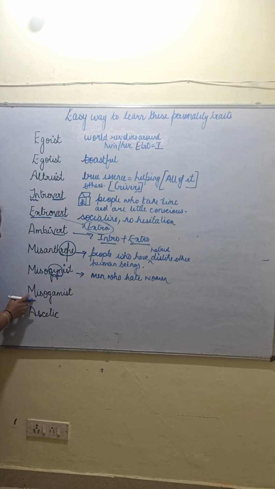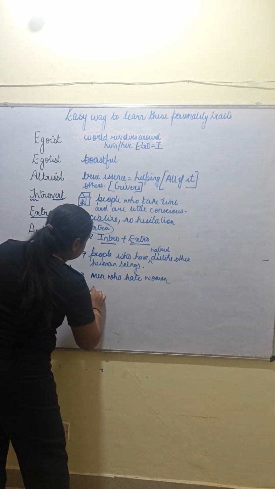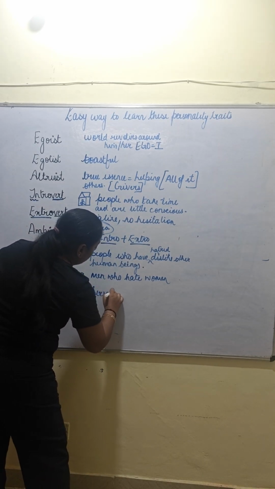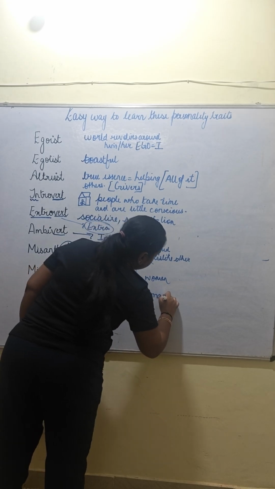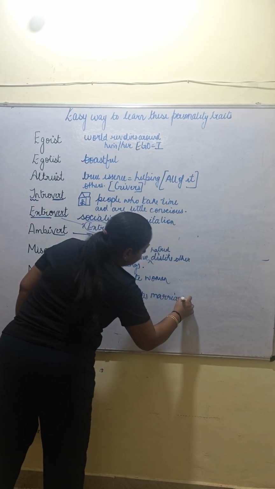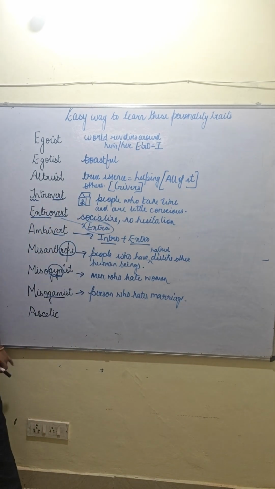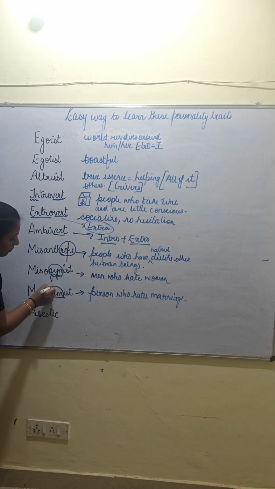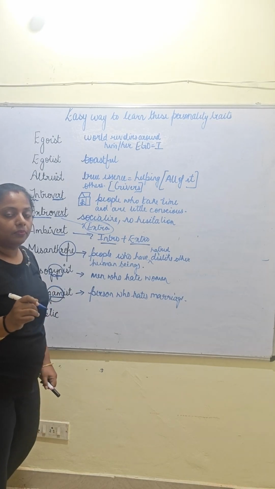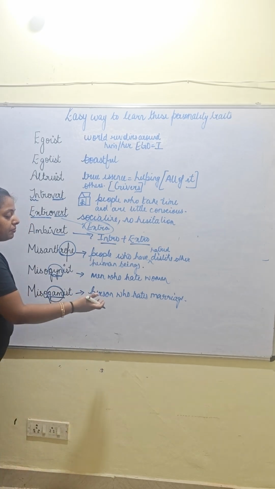Alright, moving to misogamist. Now, who is misogamist? A person who hates marriage. Which nowadays people are not very fond of marriage. Misogamist, you can learn this word by learning the word GAME, game, okay, as they do not consider marriage as something serious.